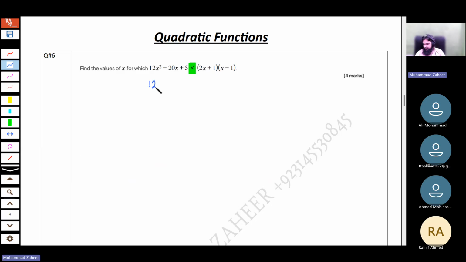We have 12x² minus 20x plus 5 is less than, expand the values, 2x multiplied by x will be 2x², 2x multiplied by minus 1 will be minus 2x, 1 multiplied by x will be plus x, 1 multiplied by minus 1 will be minus 1.